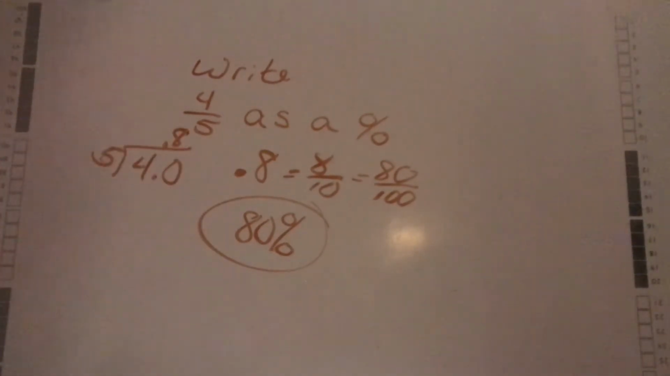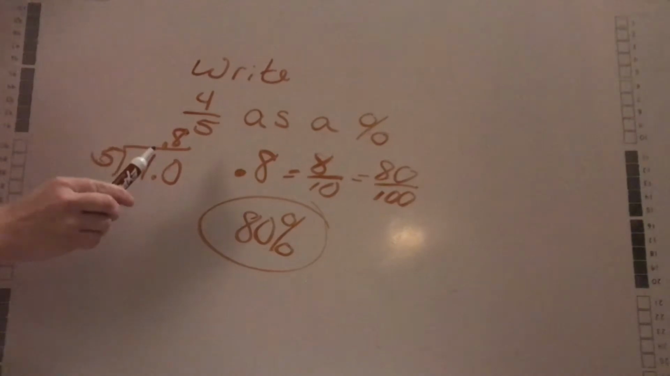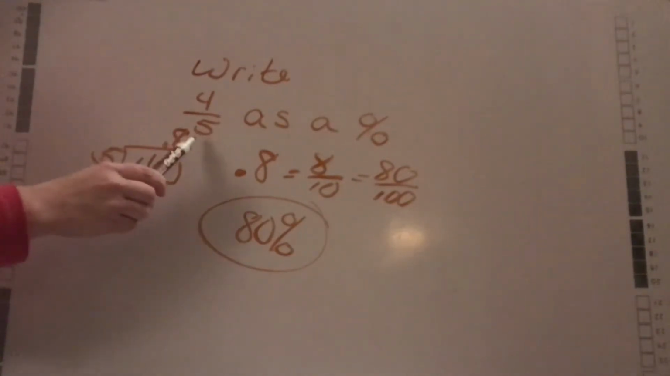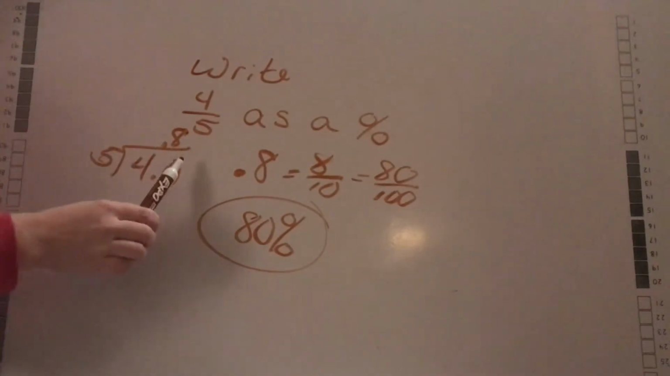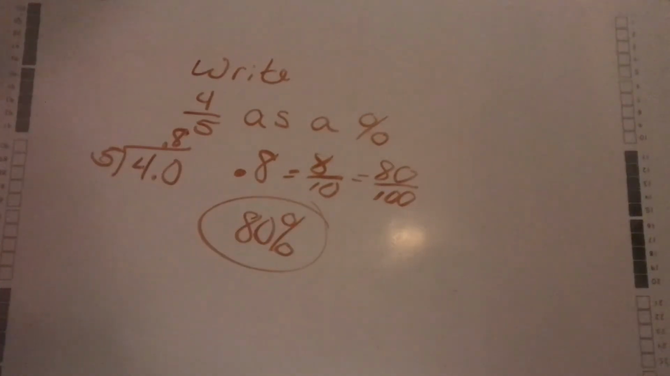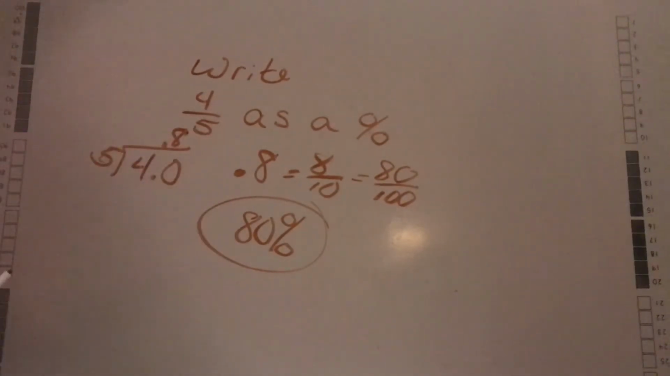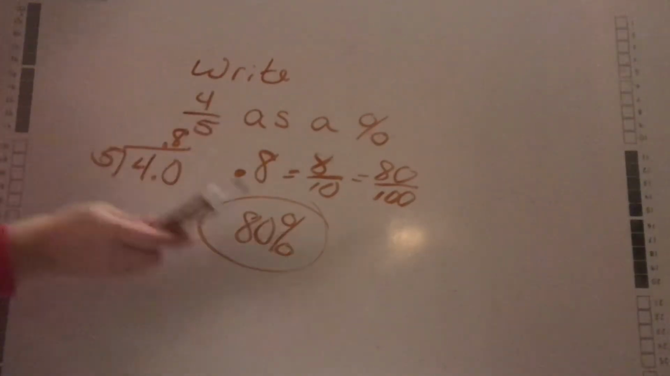A fraction like 4/5, if you know already that 5 goes into 100 20 times, you'll know how to do decimals with fifths. So 1/5 is going to be 20% because 5 goes into 100 20 times. So you just count by 20s: 20, 40, 60, 80. It's going to be 80%.